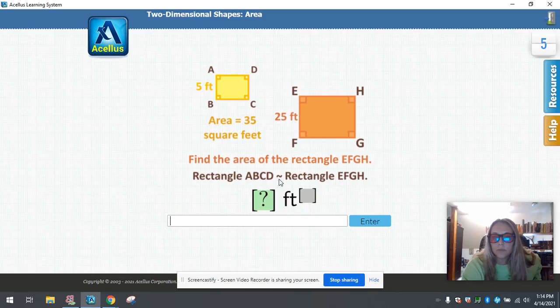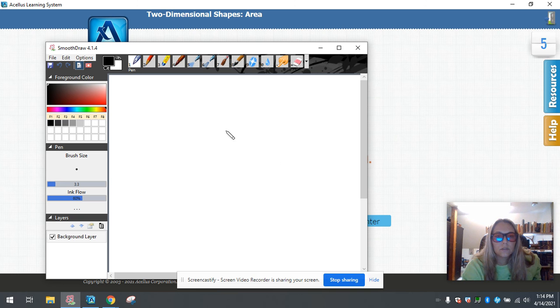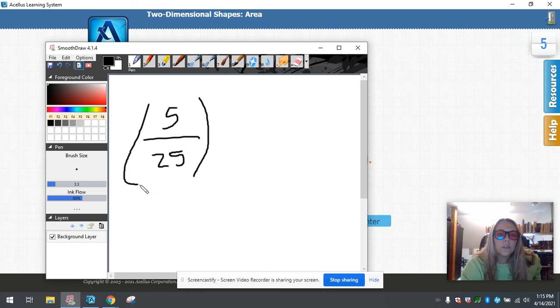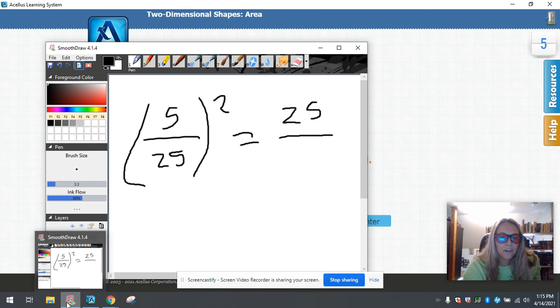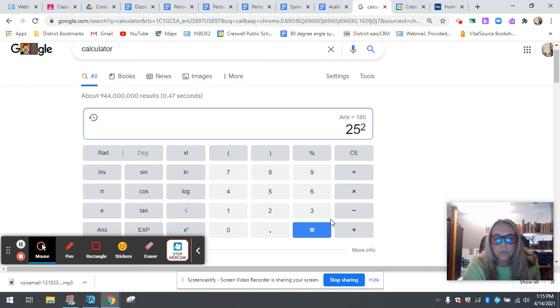So let's set up the ratio for the side lengths, 5 and 25. 5 over 25. Our next step is squaring those side lengths. 5 squared is 5 times 5, which is 25. 25 squared is 25 times 25, which I don't know right now, so I'm just going to put it in my calculator. 25 to the power of 2, or 25 squared, is 625.